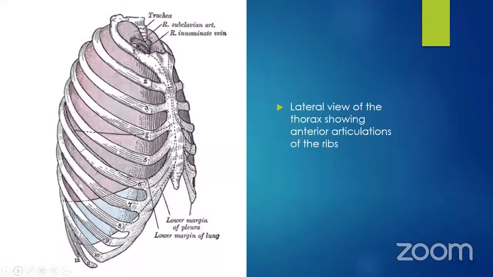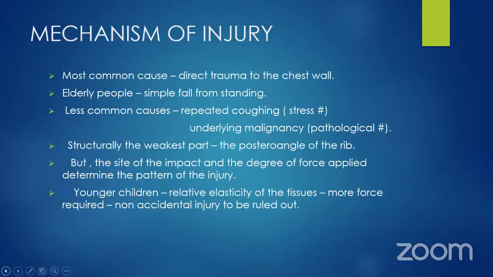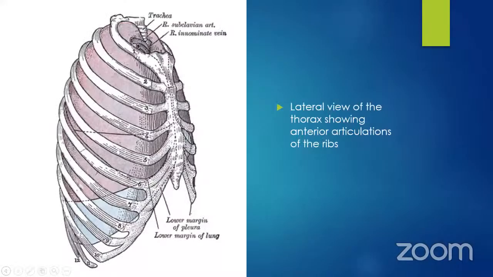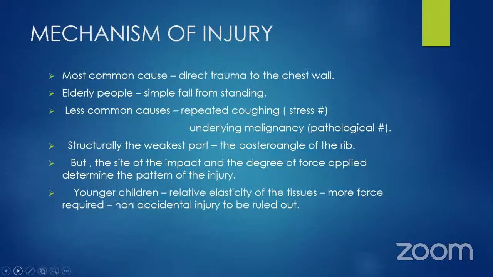This is the anatomy showing the arrangement of the ribs. Here the 11th and 12th ribs are not attached to the sternum, so they are called the floating ribs. And we have major vessels here like the right subclavian artery and right innominate vein surrounding the first and second ribs.